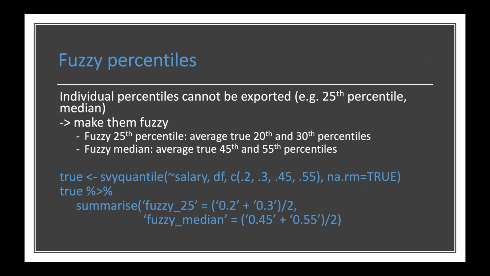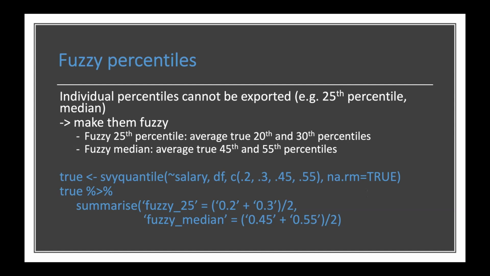So then we go into, in the notebook, how to calculate fuzzy percentiles. And first, there has to be a reason to calculate fuzzy percentiles. As a general disclosure or export rule, individual percentiles, or exact percentiles, cannot be exported. So for instance, you could not export and say the 25th percentile within this group was 100 or 150, and of course the median is the 50th percentile, so that could not be exported directly either. Luckily, there is a solution, and that's to make these percentiles fuzzy, if you will.